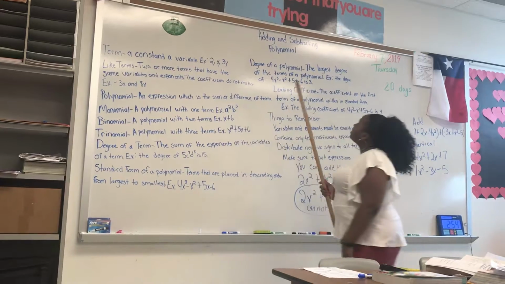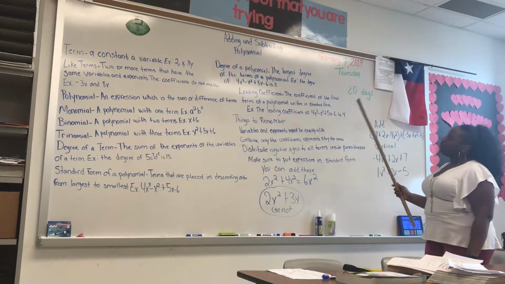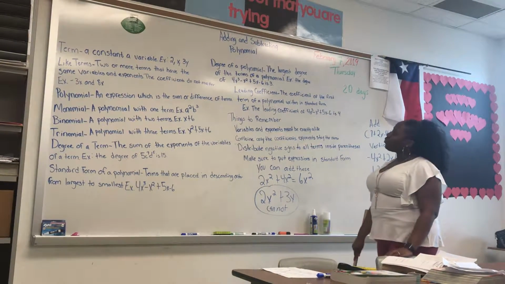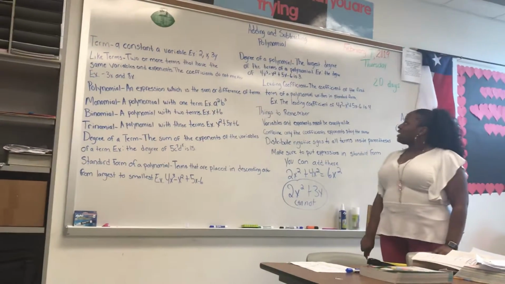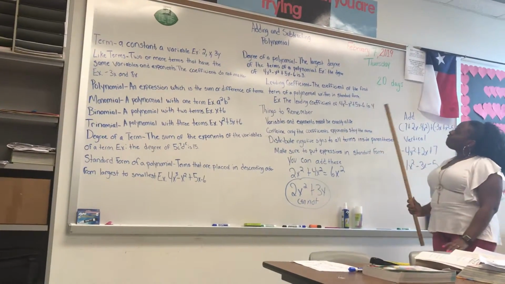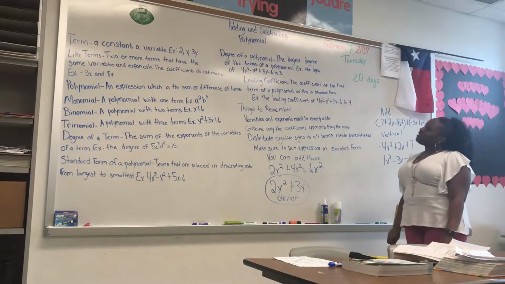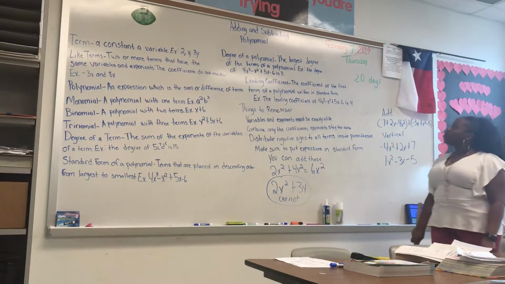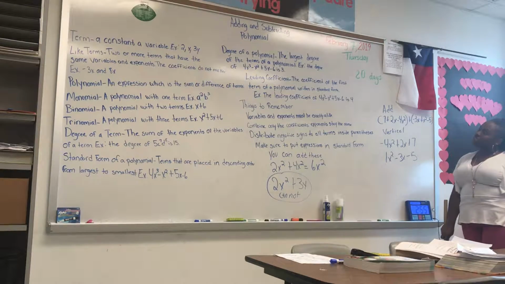Okay, then we'll go over here to the degree of a polynomial. The largest degree of the terms of a polynomial. Example, the degree of 4x cubed minus x squared plus 5x minus 6 is 3. Leading coefficient: the coefficient of the first term of a polynomial written in standard form. Example, the leading coefficient of 4x cubed minus x squared plus 5x minus 6 is 4.